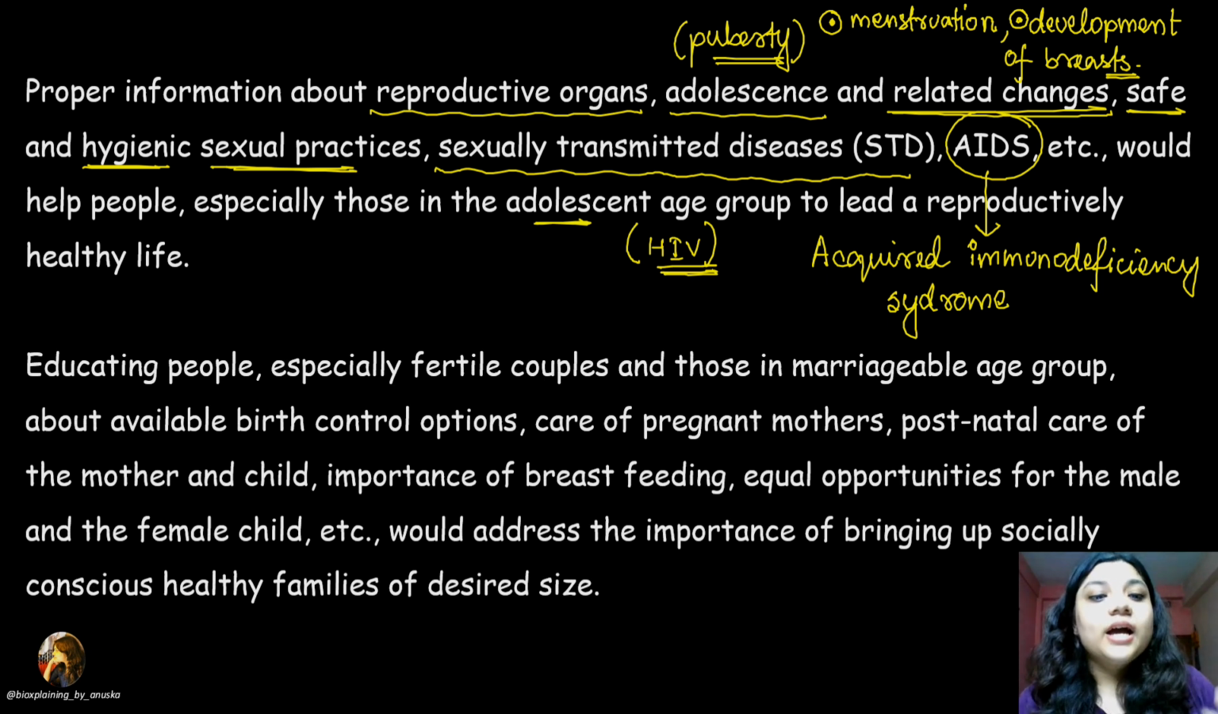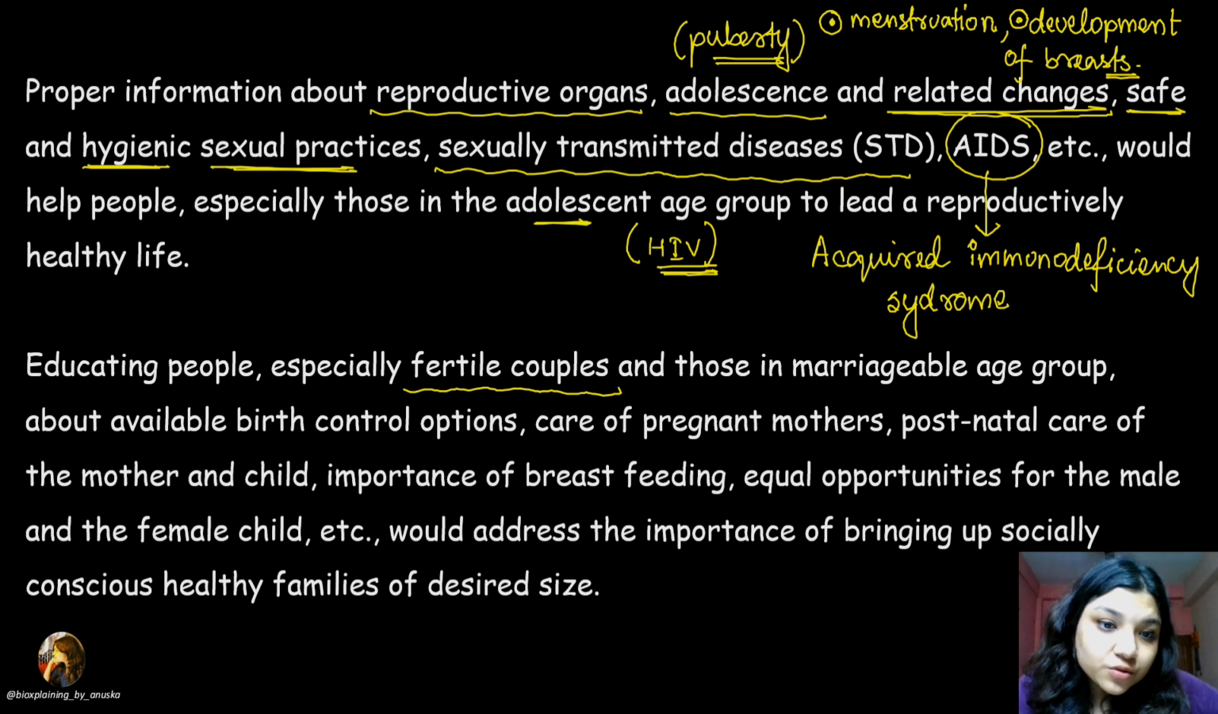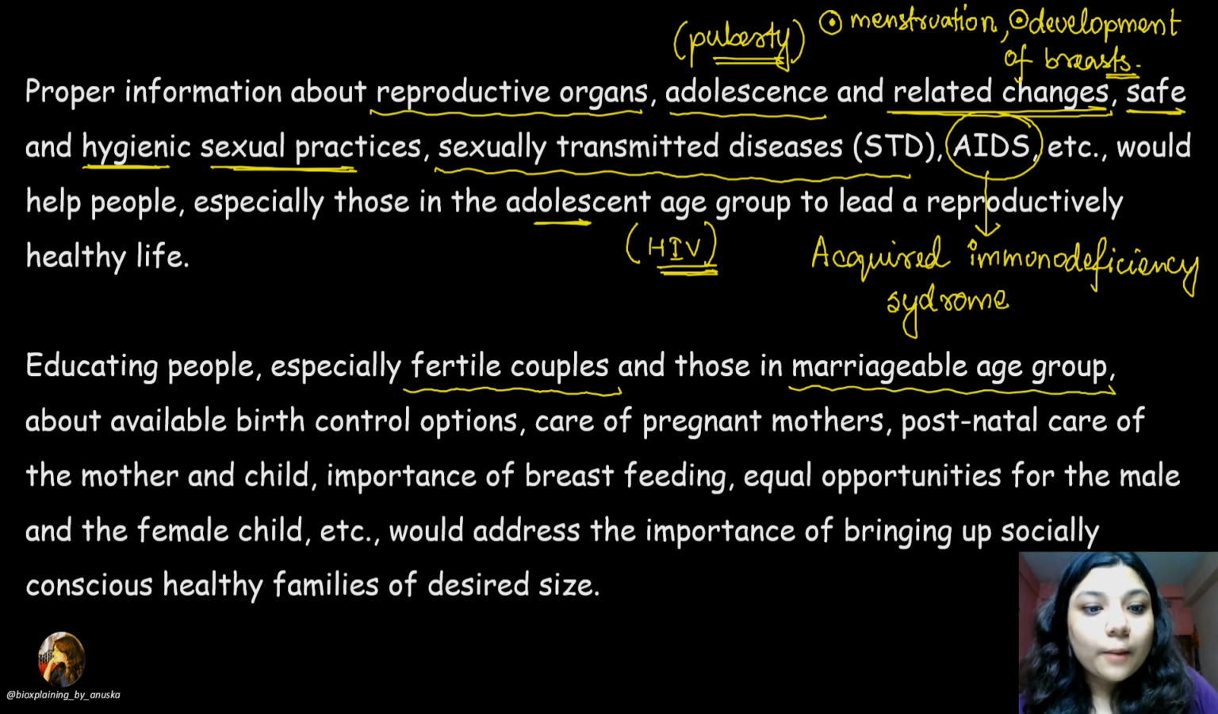Next, the government has plans to educate people, especially fertile couples. Fertile couples means couples who are right now at the age to produce children, who may have already produced one child and are planning to produce another child. So these are fertile couples. And also those in the marriageable age group, about birth control options.